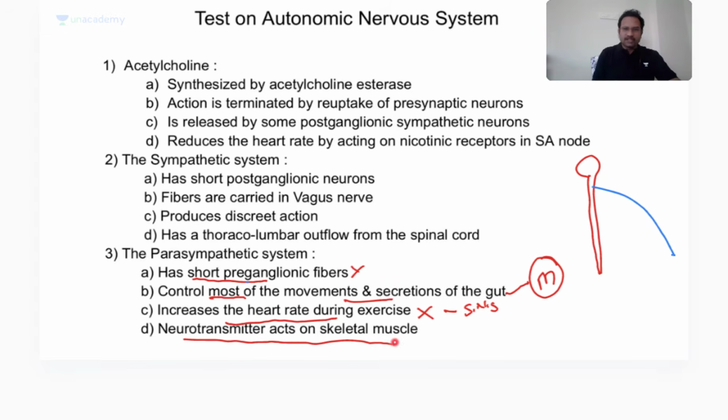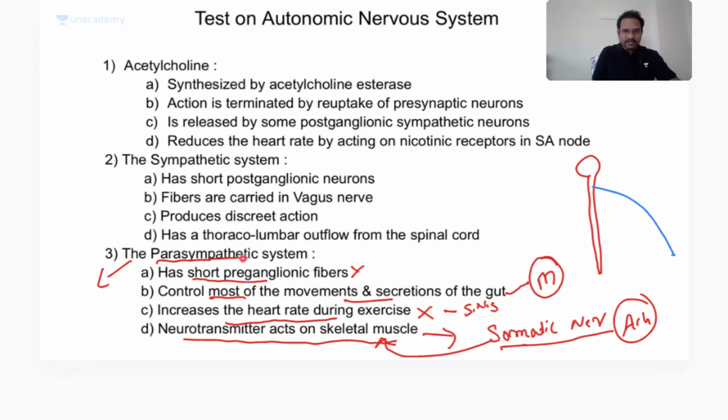Neurotransmitter acts on skeletal muscle. No, see, skeletal muscle responds to the somatic nervous system. This is not a part of the autonomic nervous system. Sympathetic and parasympathetic are part of the autonomic nervous system, whereas the somatic nervous system innervates the skeletal muscle system and causes the activation. You have nicotinic receptors there, and the neurotransmitter is acetylcholine.